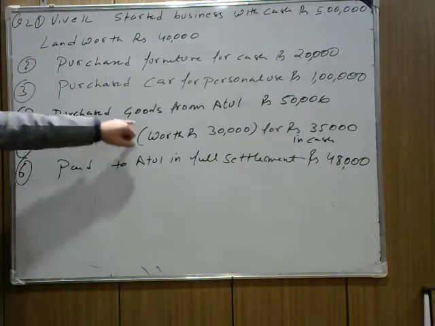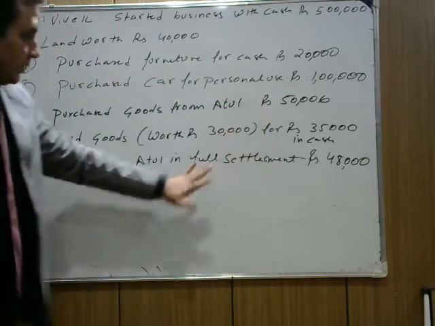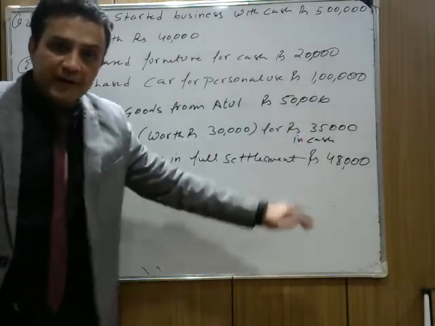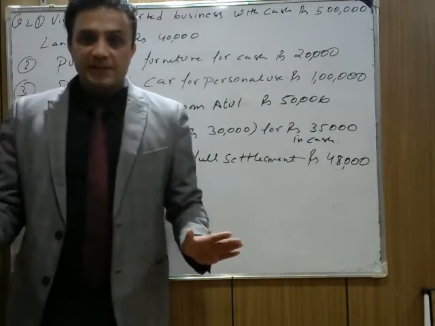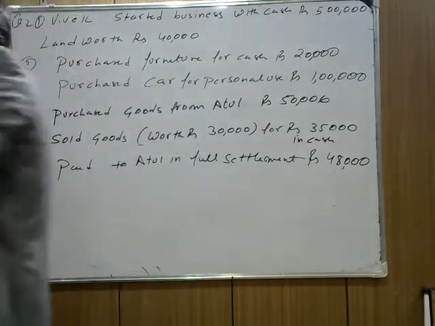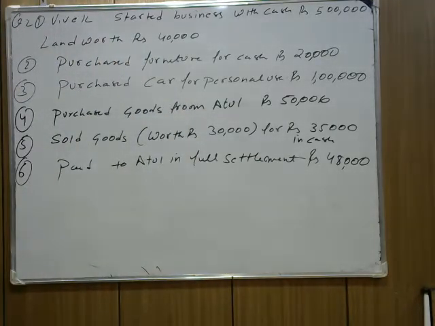How much do you have to pay? You purchased goods from Atul for 50,000. Now you are paying in full settlement. You have to pay 50,000, but you are paying 48,000. I hope this question is clear. I hope you all can solve it. Now check. Start solving, please.